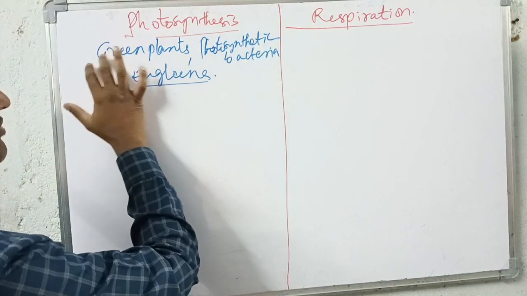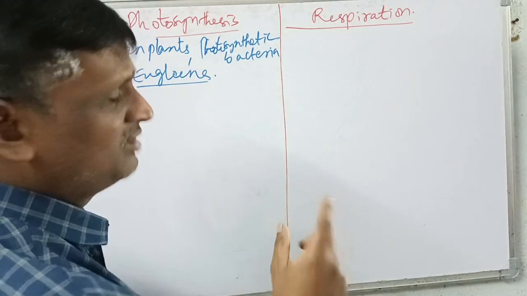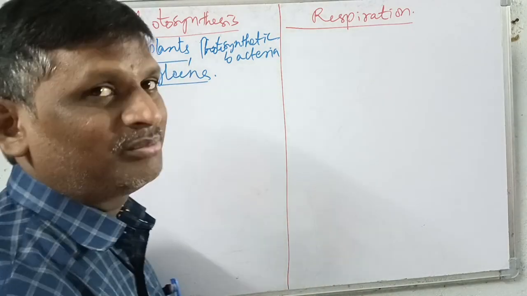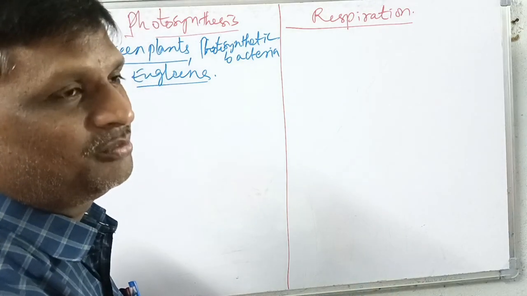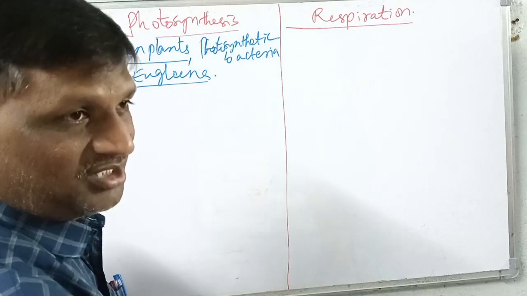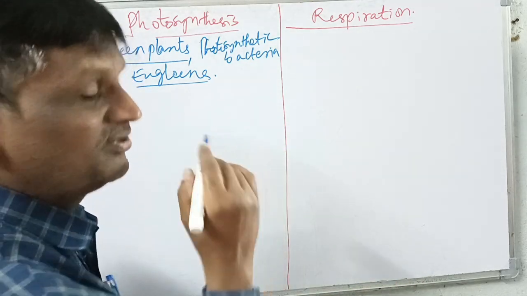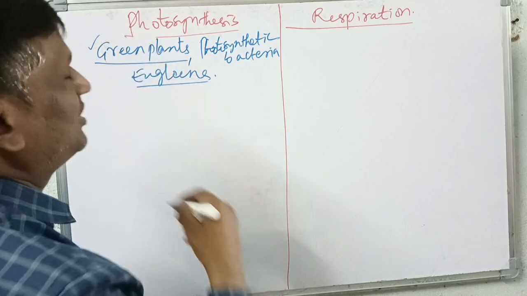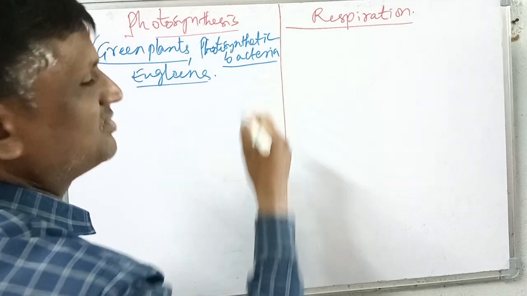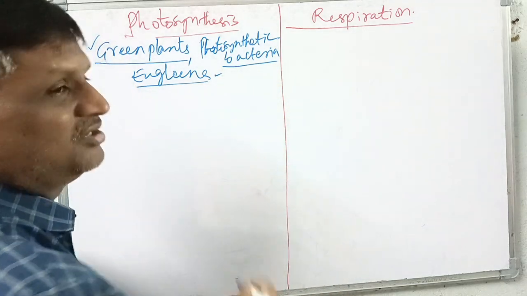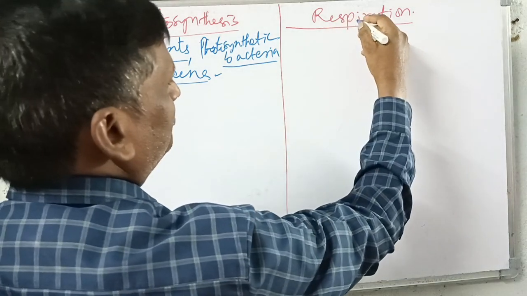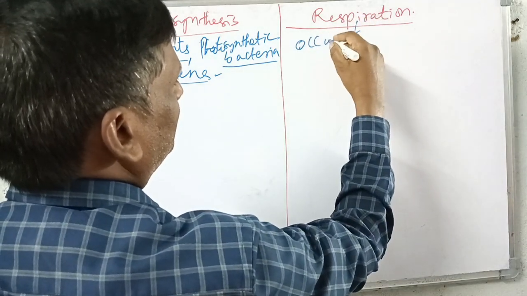So photosynthesis naturally takes place in green plants. Especially we should mention here green plants. Why are we calling them green plants? All plants are not able to prepare food material by themselves; all plants are not autotrophs. Some parasitic plants are there, so we are specifically mentioning that green plants are able to prepare food by themselves. They are autotrophs. Next, photosynthetic bacteria and Euglena are different living organisms which can perform photosynthesis. But respiration occurs in all living organisms.